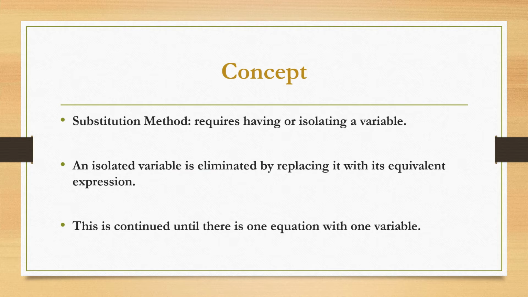The concept for solving a system of linear equations using substitution requires that you have or you isolate one of the variables. An isolated variable is then eliminated by replacing it with its equivalent expression. This is continued until there is one equation with one variable.